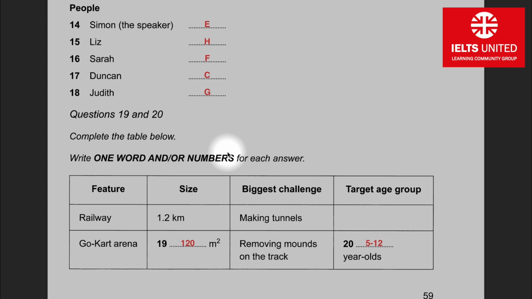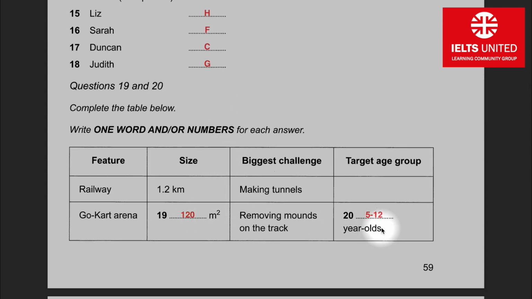We also had 19 and 20, and as predicted, we had some numbers here as well. And this was a bit tricky because it was not just one number, it was 5 to 12-year-olds, so you had to be prepared for multiple numbers. Okay, let's check our answers.